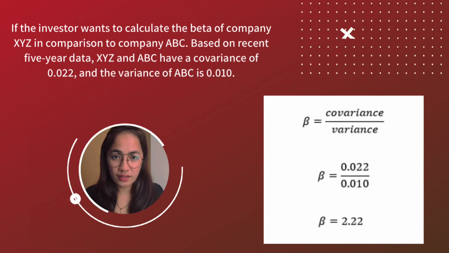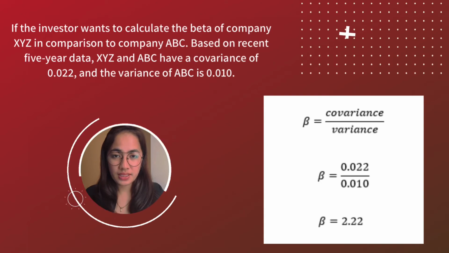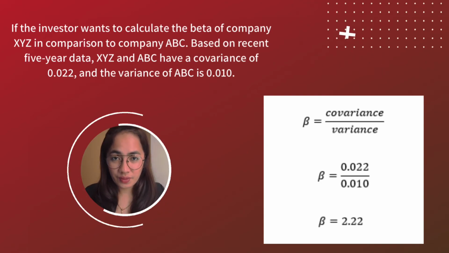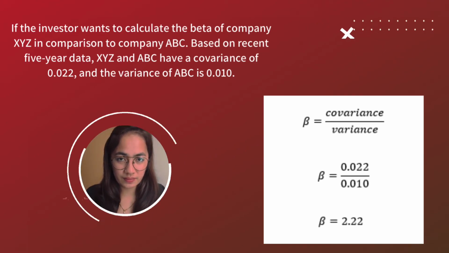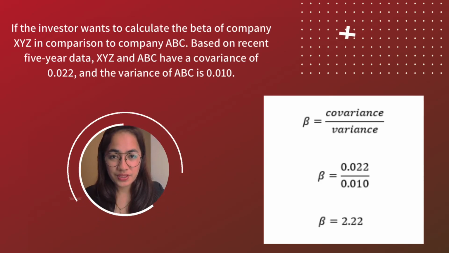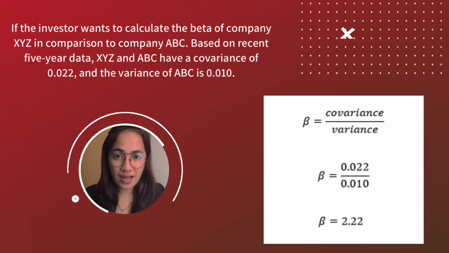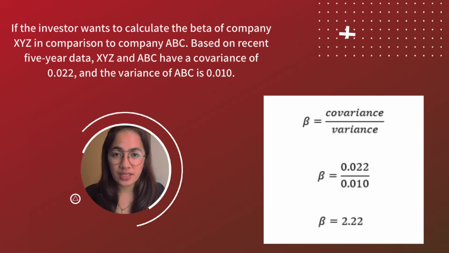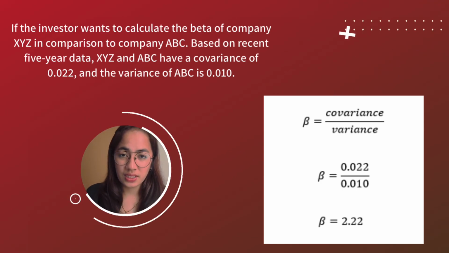a beta of 2.22 for company XYZ, which means company XYZ has greater sensitivity to the systematic risk in the market. It means if they invest, they will have a higher return, but they also have the highest sensitivity to the risk in the market.